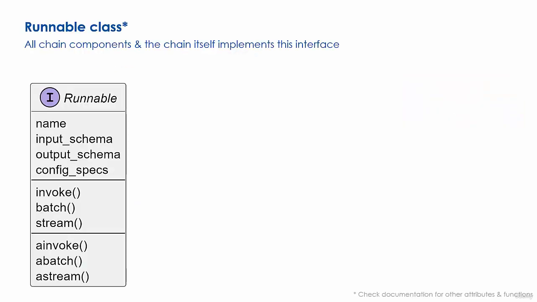In the last lesson, I introduced you to the runnable interface. All components that make up a chain implement the runnable interface, including the chain itself, which means that all components and chains expose these functions. In fact, you have already used these functions. There are some common attributes as well.